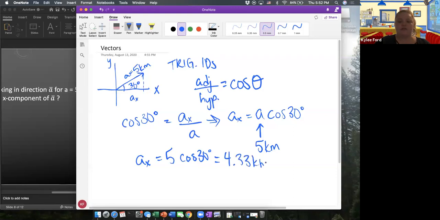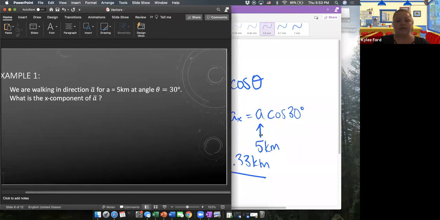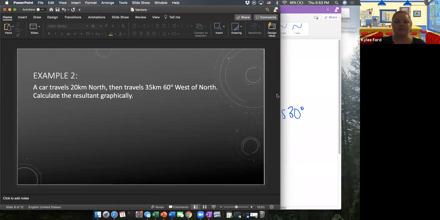4.33 kilometers. Now would be a good time to check and make sure that your scientific calculator is in the correct mode. Just make sure that it is in degrees mode, because we are putting degrees in our trig function, in our cosine, in our sines. We are putting degrees. So just make sure your calculator is in the degree mode. So going back to our PowerPoint, I have another example.